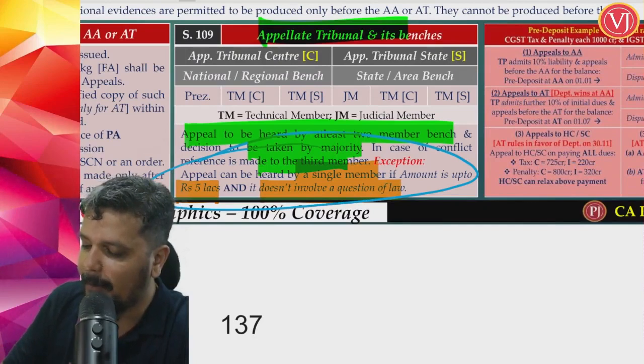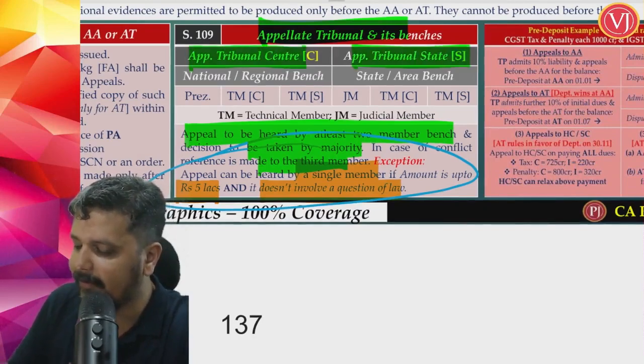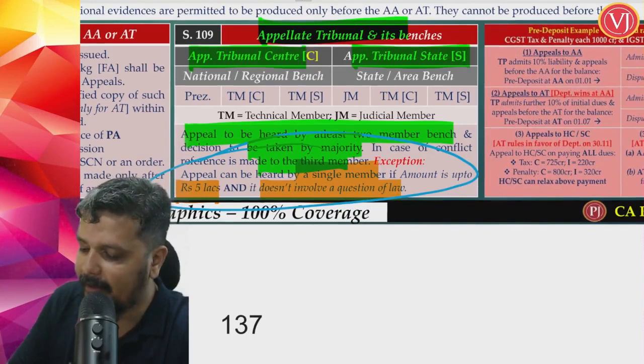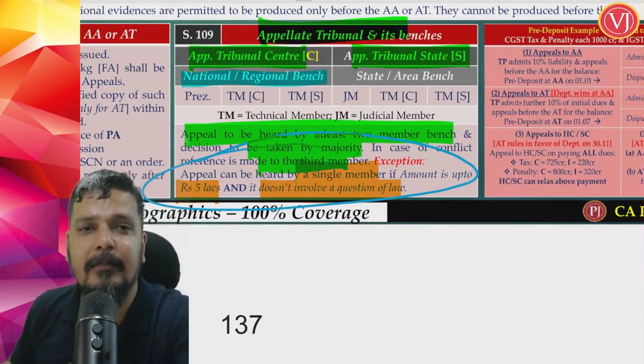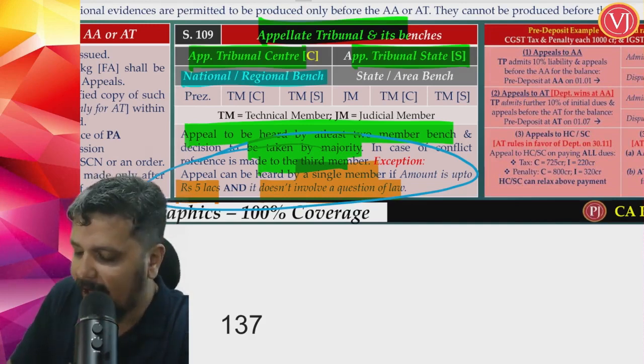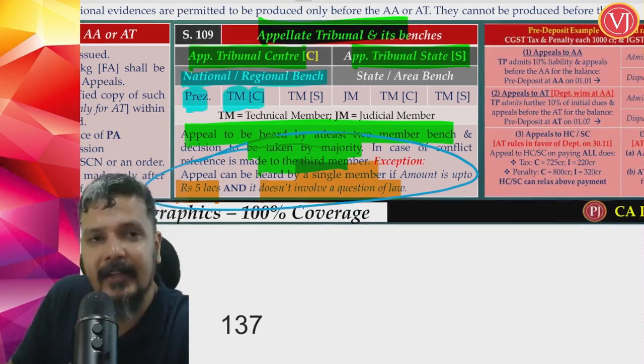We will have appellate tribunal case center, appellate tribunal case state. Why is it called a national or regional bench? Because it is controlled by the center. Which matters will they take up? Those which involve place of supply. There will be a president, a technical member of the center, and a technical member of the state as well.